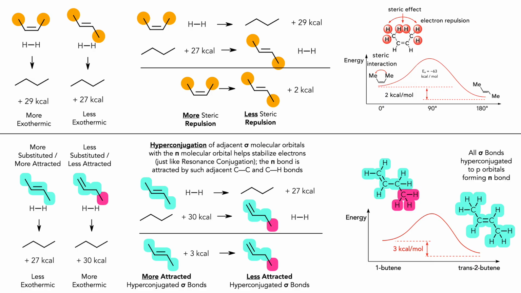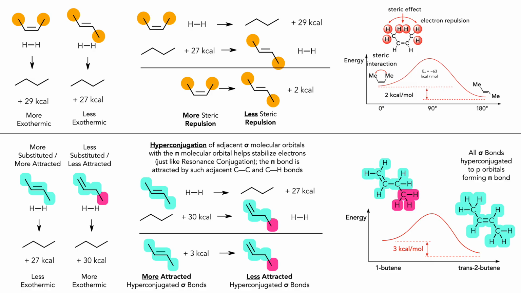Here, adding H2 to a more substituted alkene releases 27 kilocalories instead of 29 kilocalories per mole. That means the substituted alkene was already more stable. Why? Look at the cartoon with the orange circles. The steric crowding between bulky substituents raises their energy. If substituents are arranged with less steric repulsion, the alkene is more stable.